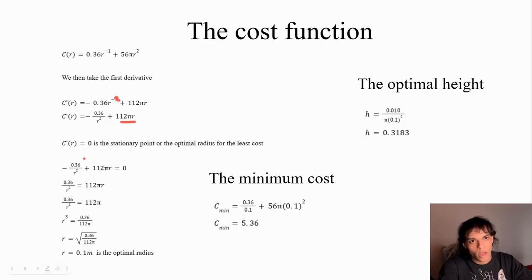Next, since we need to find the minimum amount of radius, we use the stationary point rule. So we take the zeros of this equation. We equate it to 0, and then we take this to the other side. Now both of them are positive. So now we just try to isolate the r. We rearrange the formula so that it's in terms of r to the power of 3. And then to get rid of the power 3, we take the cubic root of both sides, and we get the final answer, which is 0.1 meters, the optimal radius.